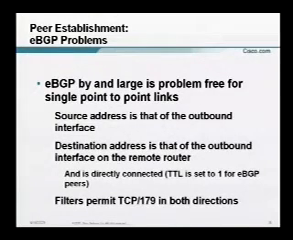Yes, the source address is that of the outbound interface. Sorry, the destination address is that of the remote router. That's easy too. It's directly connected. Time to live is set to 1. There's no real problem with bringing up BGP, as long as you've got your filters right, so you're allowing TCP 179 in both directions.